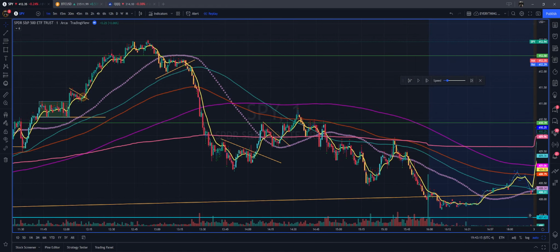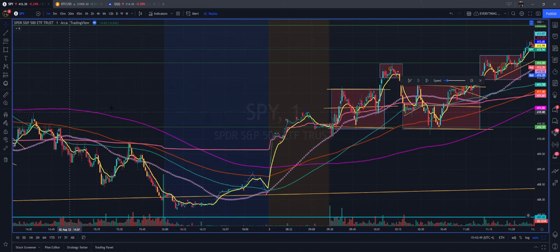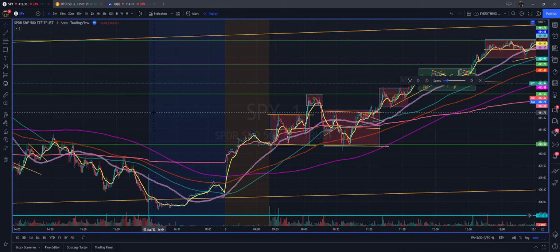Okay, you can usually find a bull flag when it's breaking out from a range or after it broke out from the range. That's when you get a big impulse. Alright, so if you guys have something to add, please let me know.